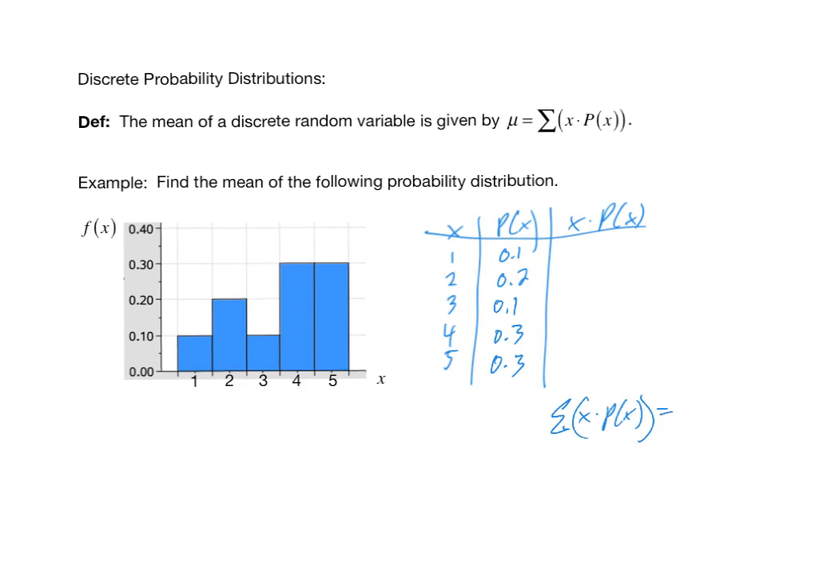1 times 0.1 is 0.1. 2 times 0.2 is 0.4. 3 times 0.1 is 0.3. 4 times 0.3 is 1.2. 5 times 0.3 is 1.5. And then if we take the sum of these, we have a total of 3.5. This means the mean value of the random variable is 3.5.